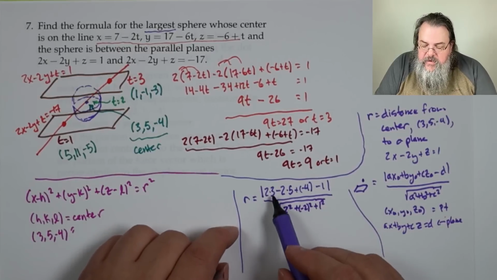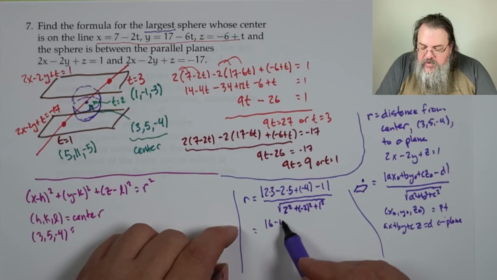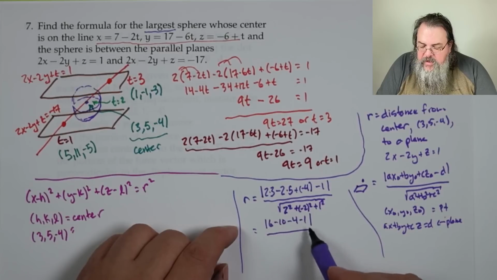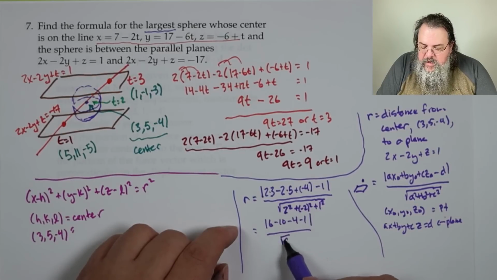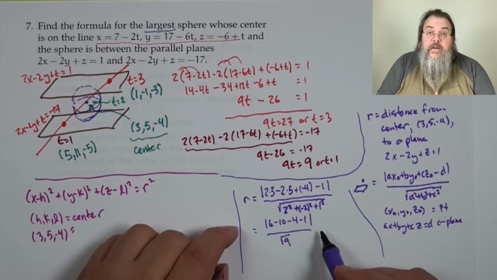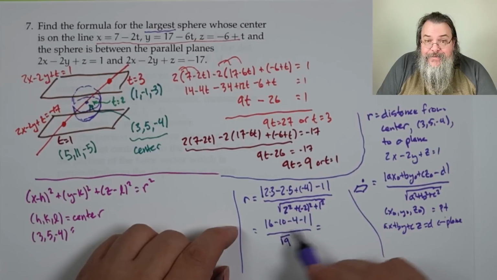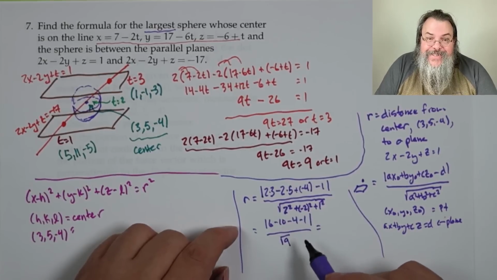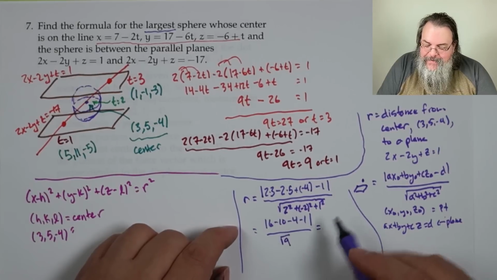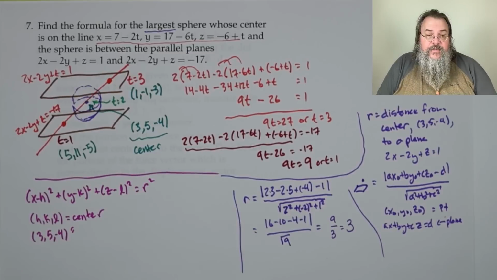All right, well, upstairs we get 6. We get 6 minus 10 minus 4 minus 1. Okay, so there's a lot of stuff going on there. Downstairs, we get square root of 4 plus 4 plus 1. That's square root of 9. And, all right, so 6, this is minus 15. 6 minus 15 is 9. Remember, taking absolute values, that's important. Distance is a positive number. We can't get a negative number. So we get 9 over 3, which says our radius is 3.